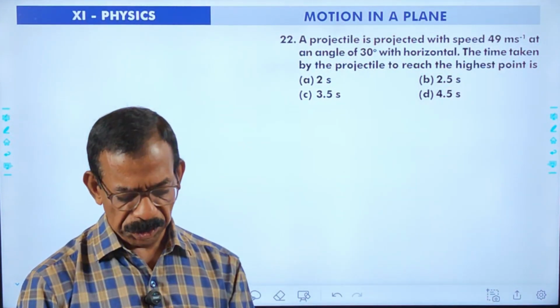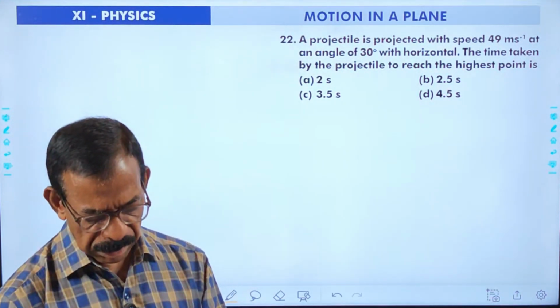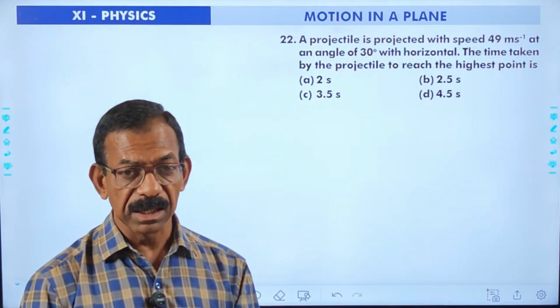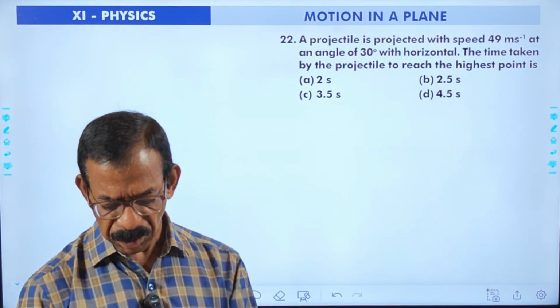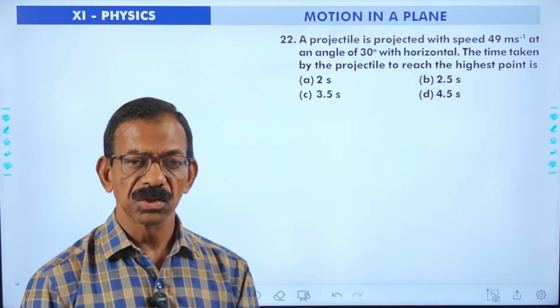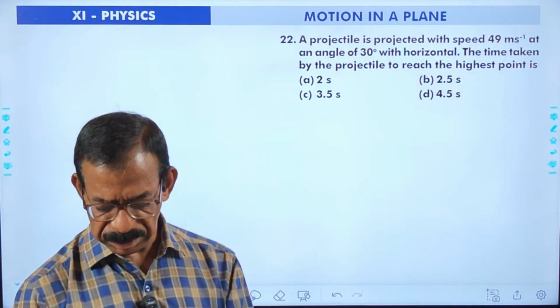Next is question number 22. It is a direct question. A projectile is projected with a speed of 49 meter per second at an angle of 30 degree with the horizontal. That is, initial speed V0 is 49 and theta equal to 30 degree.